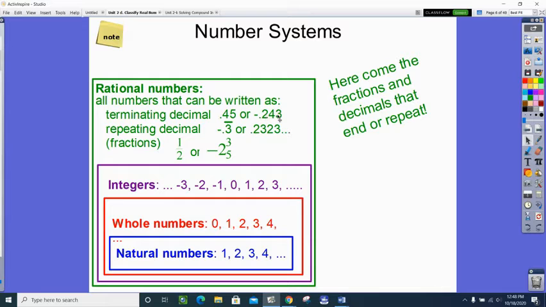Negative 0.243, stop, right? Terminating decimals end. We also talked about repeating decimals using bar notation, or you would kind of use this dot, dot, dot, but this would be negative 0.33333333333, and keep going. This would be 0.23232323. Those are repeating. And also our fractions like 1/2, or mixed numbers like -2 3/5. All of these numbers are now coming in, and they're called the rational numbers.